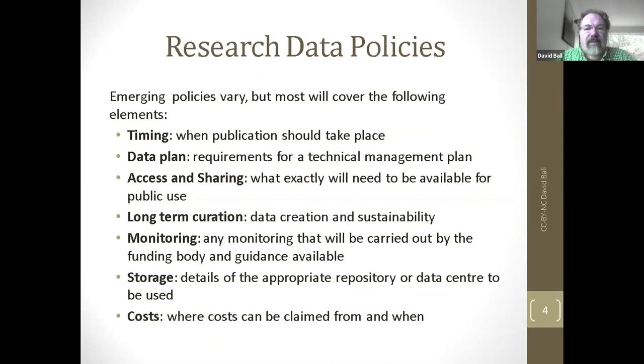Generally, we are now seeing the emergence of research data policies. They vary, of course, as do all policies across different institutions. But they will generally follow these elements. Firstly, timing. When should publication actually take place? Is this during the research, at the end of the research period, on publication of any associated open access articles, or when? Or should there perhaps be an embargo as well?